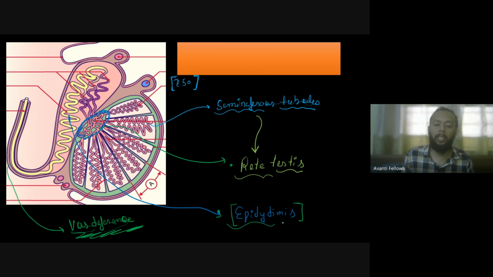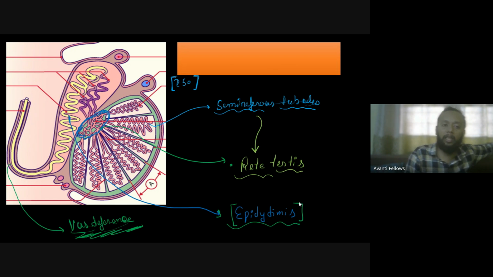From the rete testis, the sperms now have to be sent into the epididymis. Now, the epididymis is a coiled long structure, and this is a structure where the sperms are stored. This is a structure in which you will find the sperms being stored. So after making sperms, you store them inside the epididymis. So this region is the area where they are being stored.